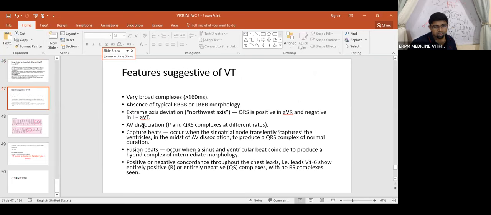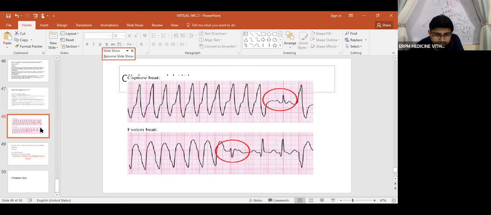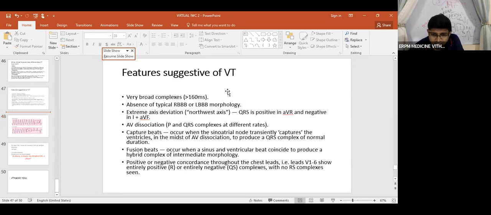Now, come and look here. Features of VT, ventricular tachycardia. Point number 1, they have a very broad complex tachycardia, guys. Very broad complex, it can be even larger than 160 milliseconds.